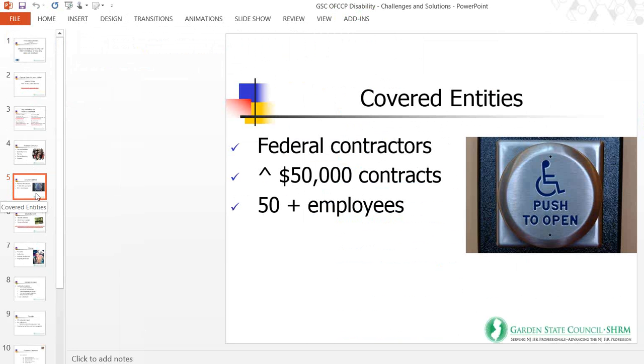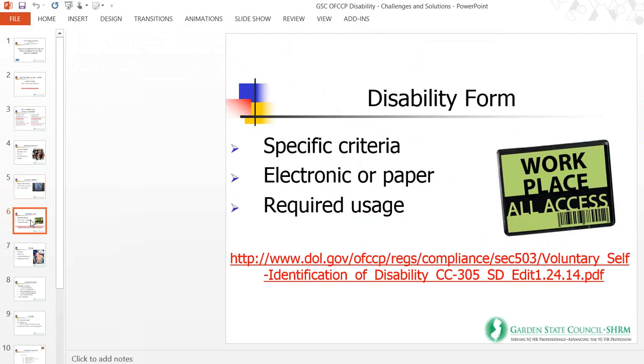So now we move on to more fun things, and we'll hop on to the next slide because this is where life gets awfully interesting. For those of you that are not aware, you are now required as a federal contractor to utilize a very specific voluntary self-identification form for disability. And the criteria for the form is very specific. And so if you've seen the form before, it's very detailed.